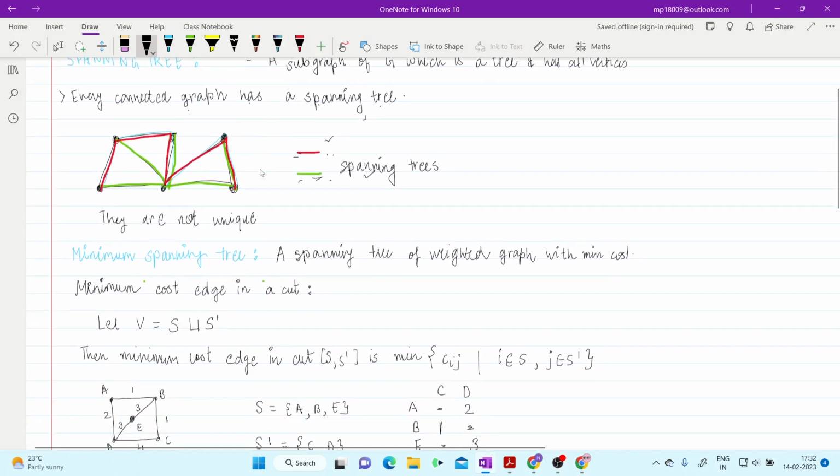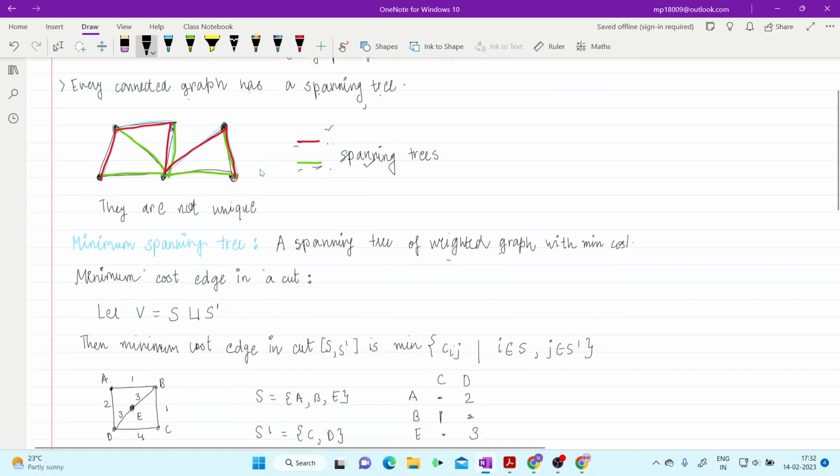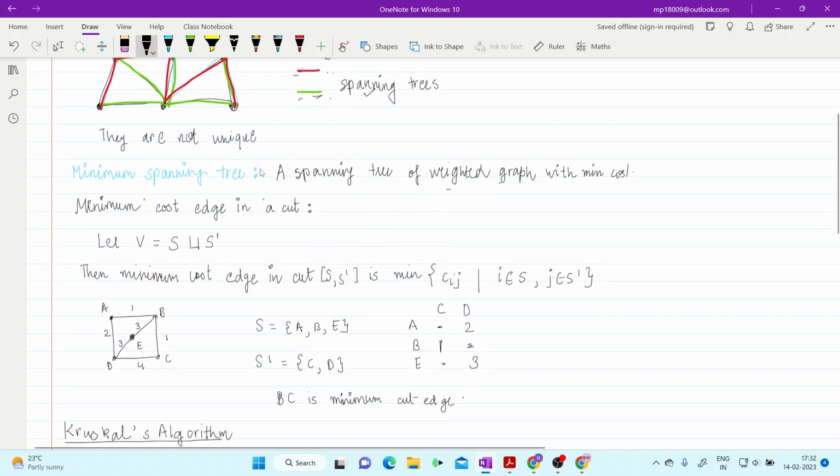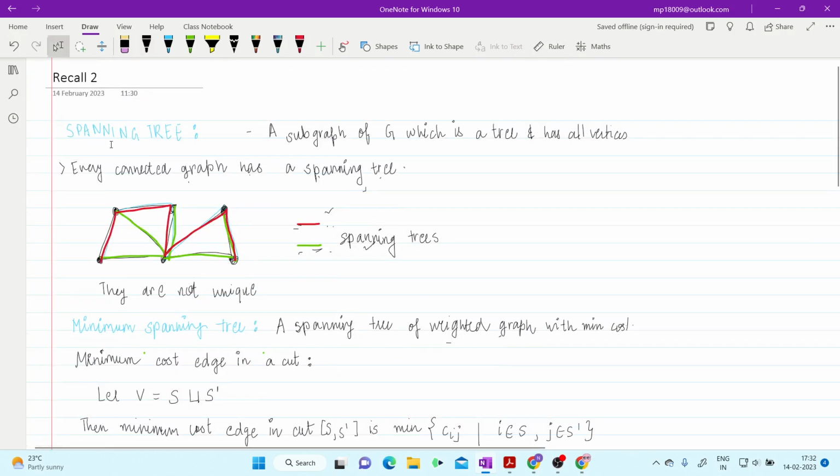Now, once we know what a spanning tree is, what is a minimum spanning tree? A minimum spanning tree is a spanning tree of a weighted graph. By weighted we mean that every edge has been assigned some cost or some weight. A spanning tree of minimum cost will be the minimum spanning tree. So now let's solve some questions.